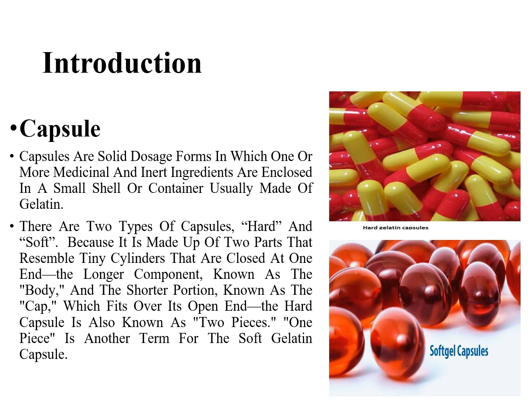Introduction of capsule. Capsules are solid dosage forms in which one or more medicinal and inert ingredients are enclosed in a small shell or container usually made up of gelatin. It is of two types, hard gelatin capsule and soft gelatin capsule, because it is made up of two parts that resemble tiny cylinders that are closed at one end, the longer component known as the body and the shorter portion known as the cap, which fits over its open end. The hard capsule is also known as two pieces. One piece is another name for soft gelatin capsule.